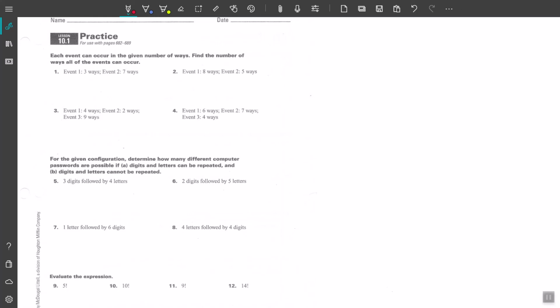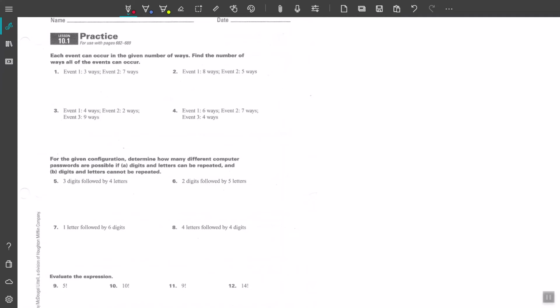All right, this entire chapter is about probability and counting theorems. We're going to start with the fundamental counting principle. What that says is that if we have more than one event, we can figure out how many different ways they can occur together. So in number one, they ask us to find the number of ways all of the events can occur.